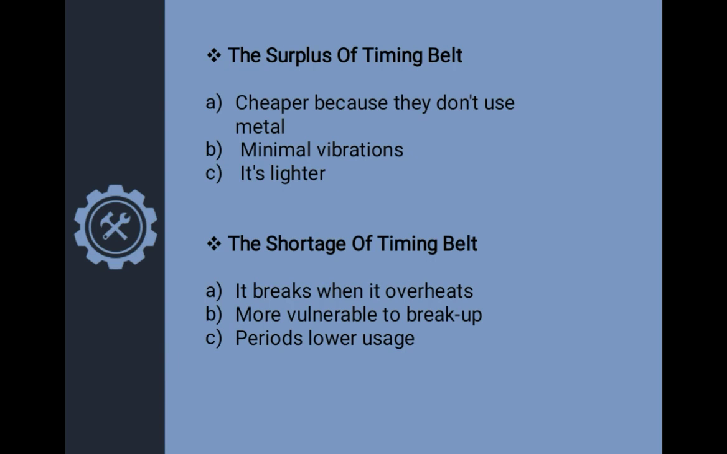The shortage of timing belt. A. It breaks when it overheats. B. More vulnerable to break up. C. Periods of lower usage.